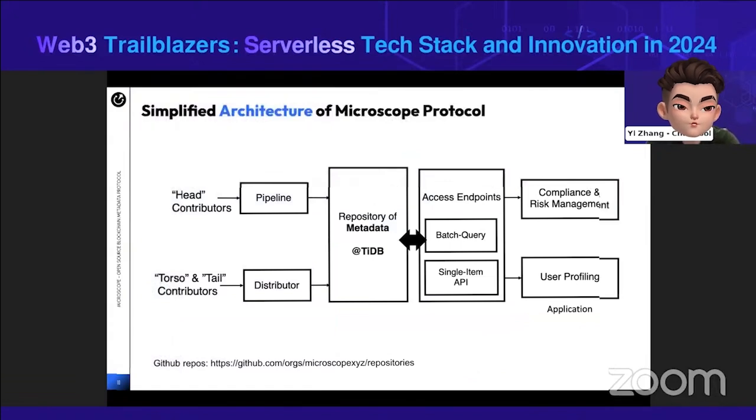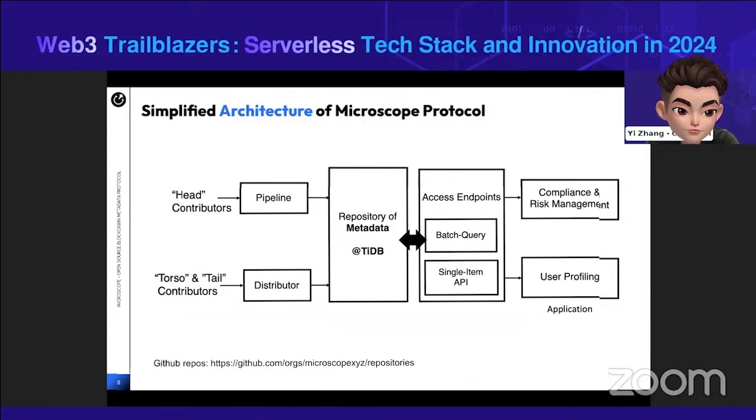Okay, after introducing our open source project, what we had done and what's our roadmap, here is a very simplified architecture of our project. There are 2 sides you can look from. The left-hand side is the contributing side, the right-hand side is the consuming side.